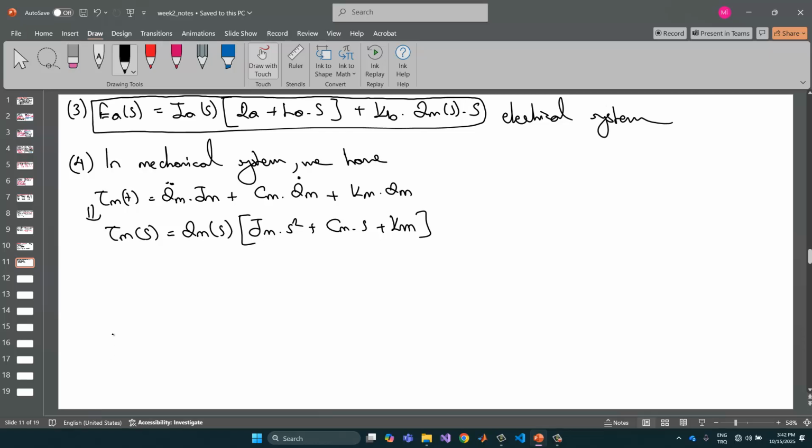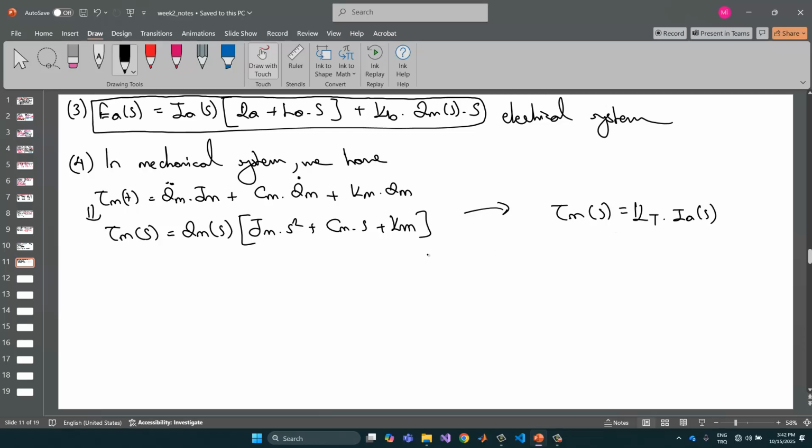But we also have one more formula. Just remember that in the representation of the DC motor, how can we represent torque in terms of the current? Torque equals Kt times Ia(s), right? Kt is a constant, the electrical constant. Ia(s) can be represented in this form.